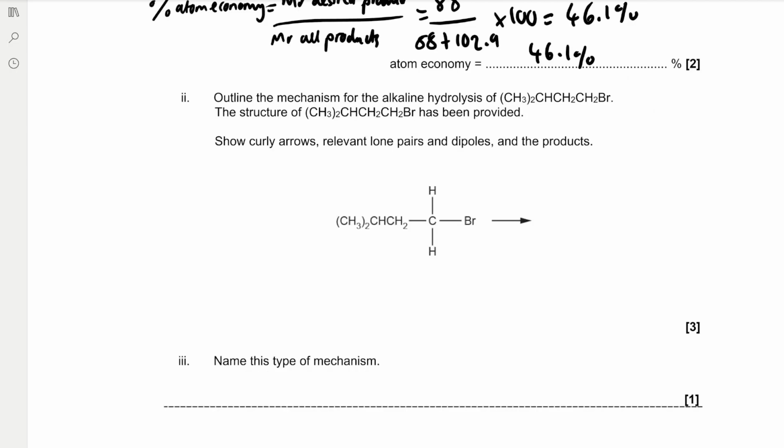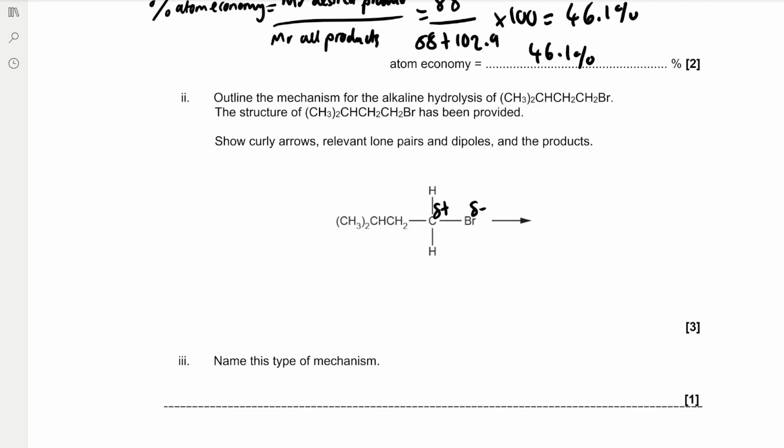Outline the mechanism for the alkaline hydrolysis of the haloalkane. The structure of the haloalkane has been provided. Show curly arrows, relevant lone pairs and dipoles, and the product. So when we're doing hydrolysis, it's going to be nucleophilic substitution, because the sodium hydroxide is going to form hydroxide ions, which have a lone pair of electrons on the oxygen, and they also have a negative charge. And nucleophiles are electron pair donors.